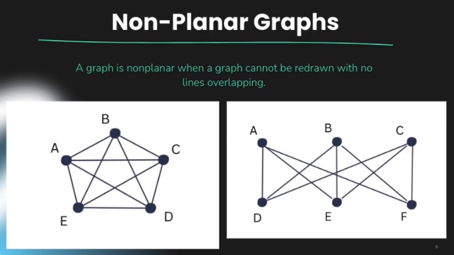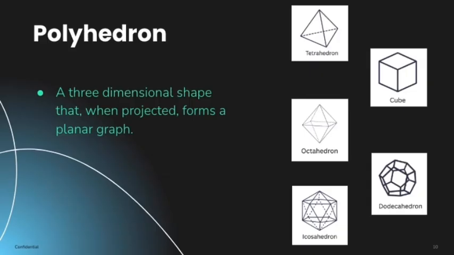Then we have non-planar graphs. These exist when a graph cannot be redrawn to have 0 intersecting lines. Some well-known non-planar graphs are the K5 on the left and the utility graph on the right.